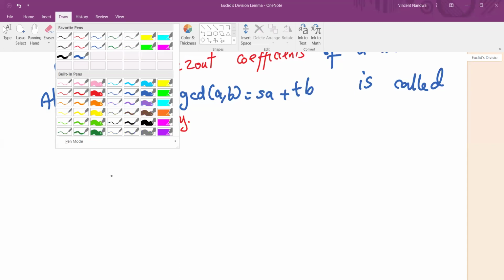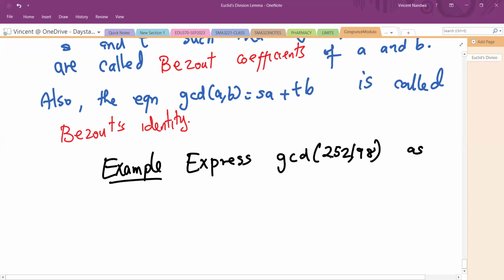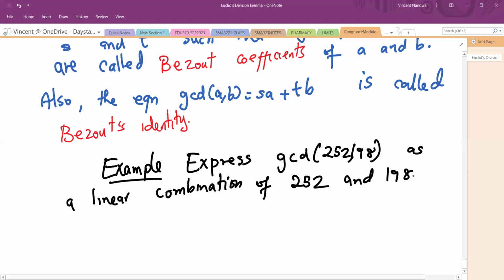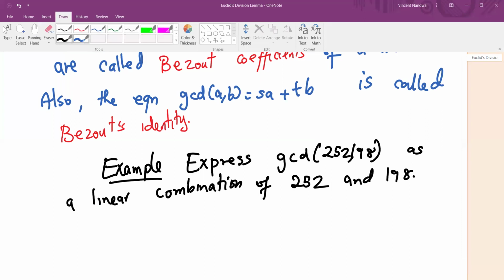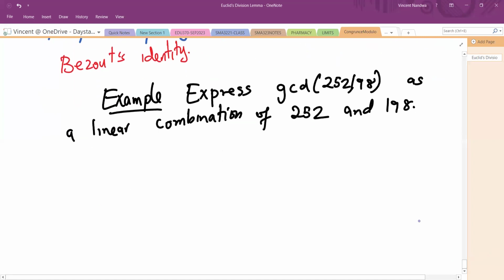So example: express the GCD of 252 and 198 as a linear combination of 252 and 198. So this is how we do the problem. You work through the division algorithm to find the GCD, and then reverse the process to enable you get S and T.